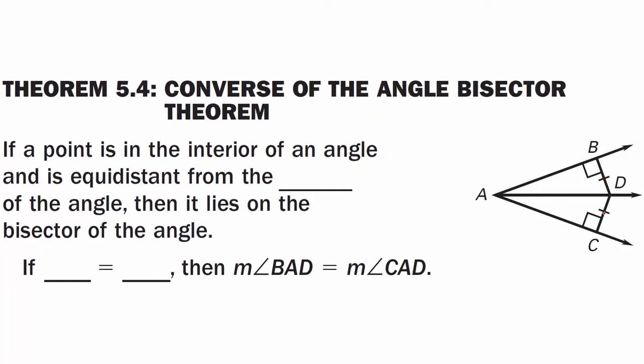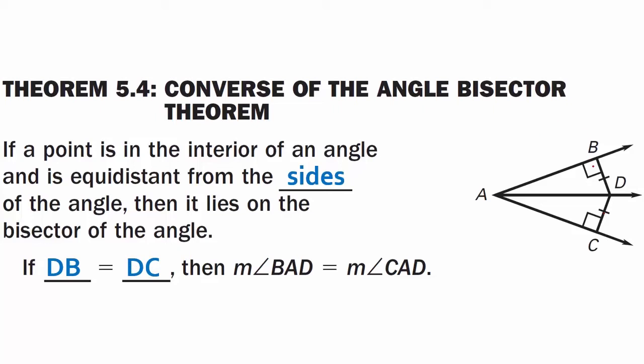Theorem 5.4, converse of the angle bisector theorem. If a point is in the interior of an angle and is equidistant from the sides of the angle, then it lies on the bisector of the angle. If DB is equal to DC, then the measure of BAD is equal to the measure of CAD.